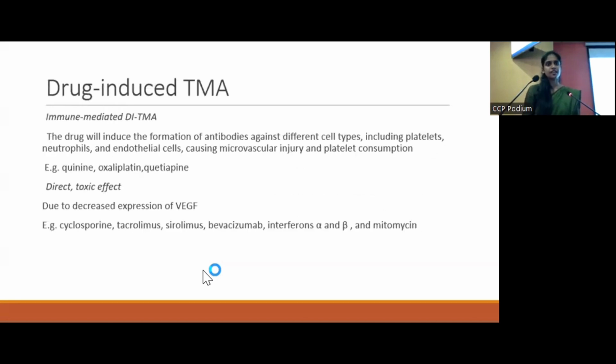The next syndrome is drug-induced TMA. It can be either immune-mediated or a direct toxic effect. In immune-mediated TMA, the drug induces formation of antibodies which cause destruction of endothelial cells and platelets, and cause microvascular injury and thrombocytopenia. Quinine, platinum-based drugs, and quetiapine are the common examples. The direct toxic effect is thought to be due to decreased expression of vascular endothelial growth factor. Calcineurin inhibitors, sirolimus, anti-VEGF inhibitors, interferons, and mainly chemotherapeutic agents are implicated in this pathogenesis.